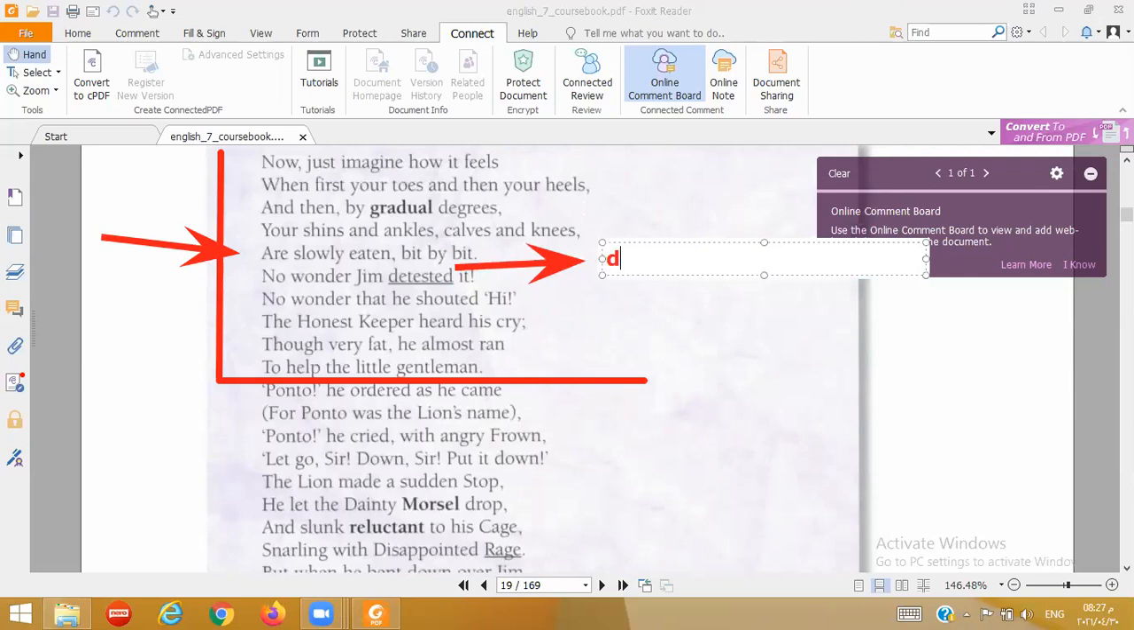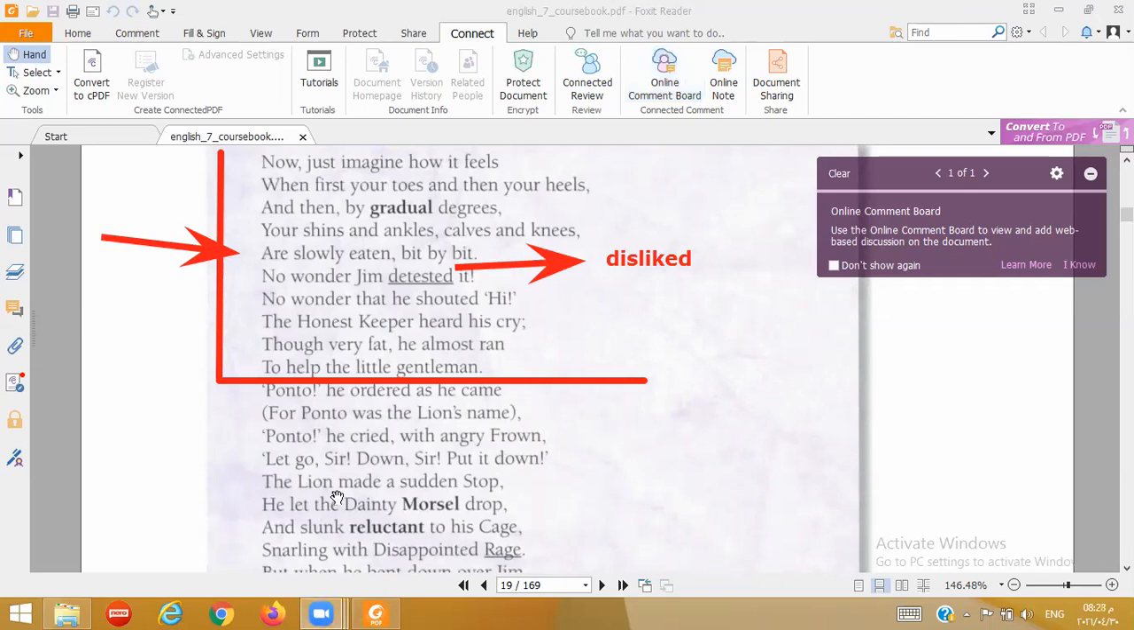Yeah, disliked. But I heard the lion attacks from the neck, so he just aimed at his victim so the victim stays in place and can't run. It's like when they hunt, they attack the neck. Do you get me? Now the keeper, the honest keeper, heard this cry. Though very fat, he almost ran, but he couldn't because he is fat. To help the little gentleman.